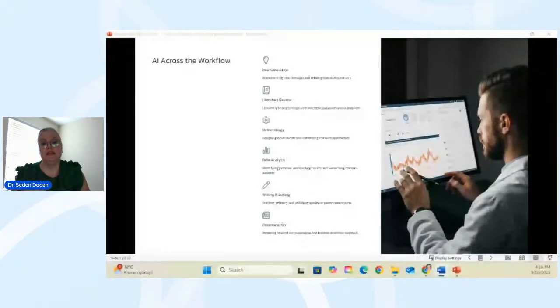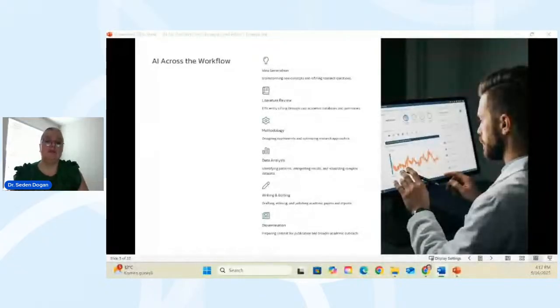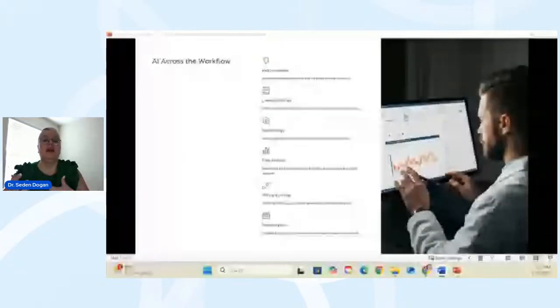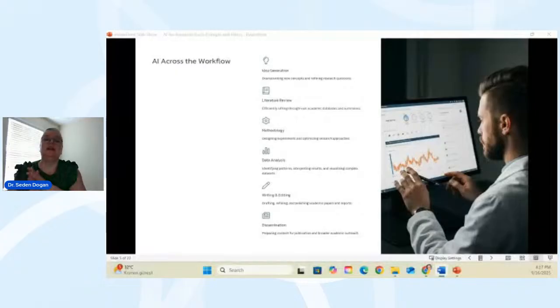And AI also suggests statistical measures. We have to decide which one actually fits our research design and our theory.